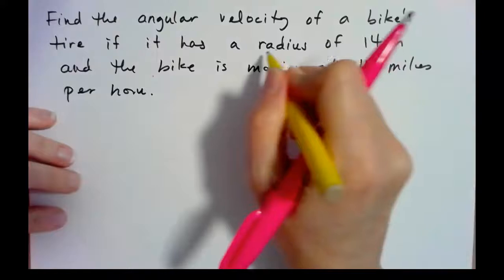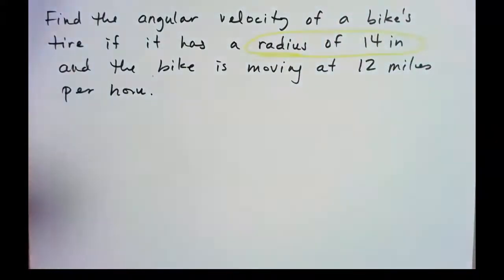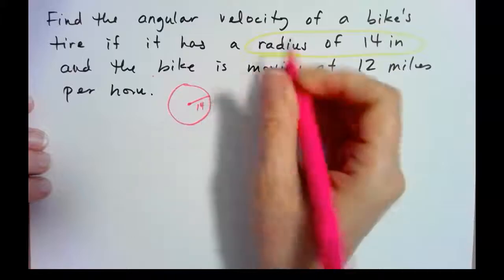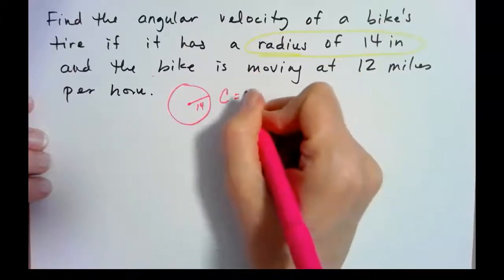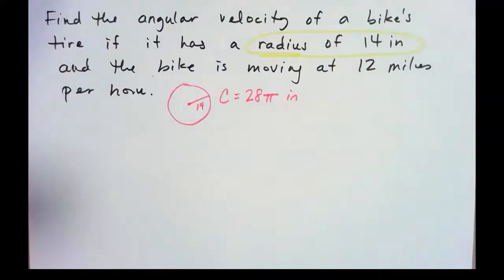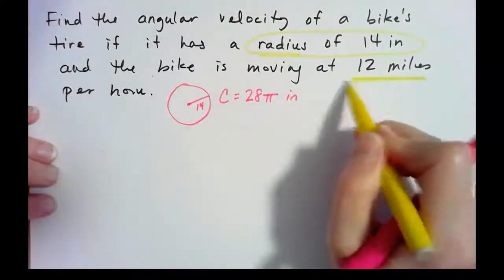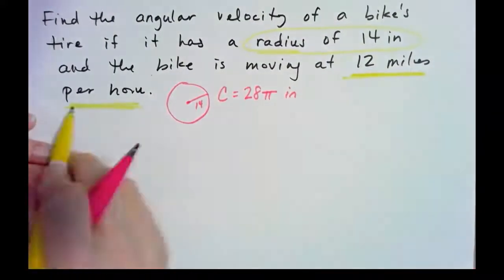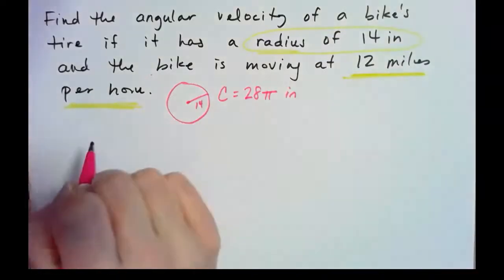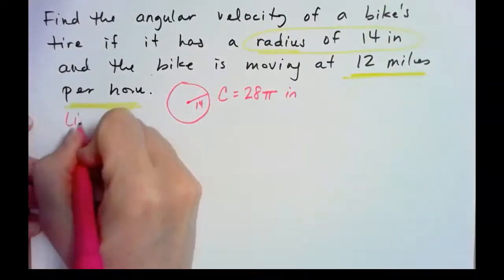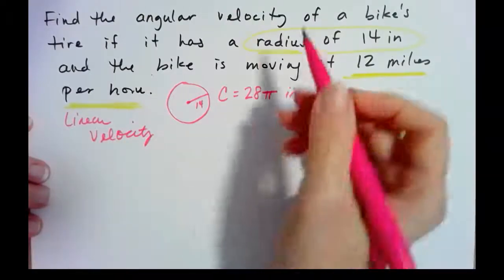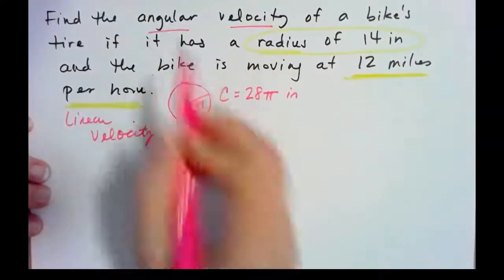Well, we know that we have a radius of 14. So let's visualize that. The radius is 14, which means our circumference is 28 pi inches. Next, we also know that the bike is moving at 12 miles per hour. That's what I'm going to start with, this given rate. The given rate is the bike's linear velocity. We're trying to get the angular velocity.